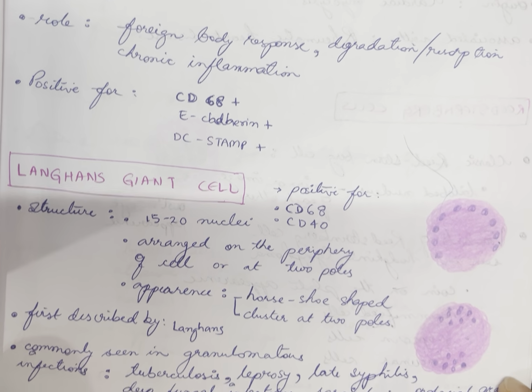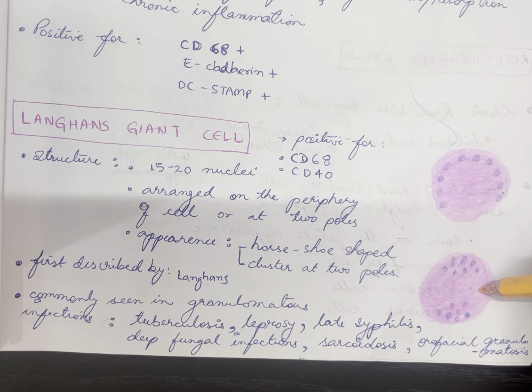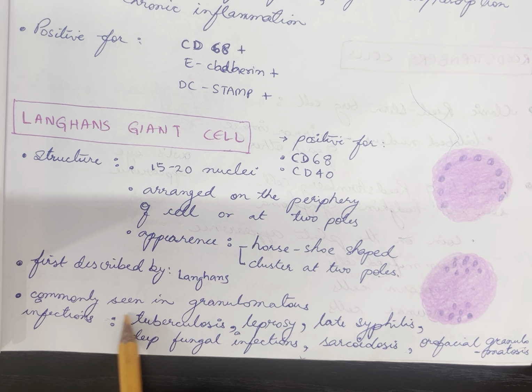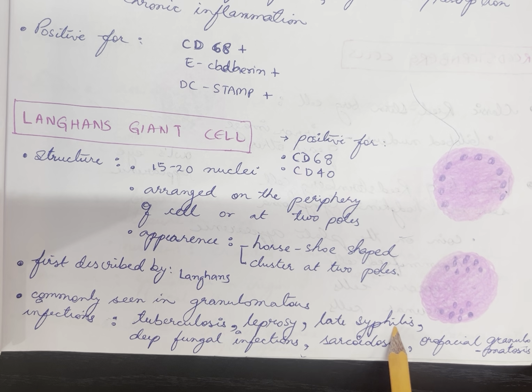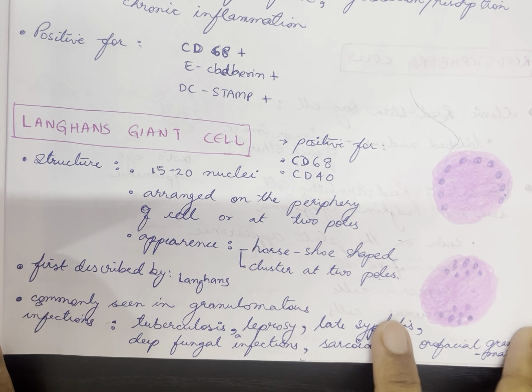Then comes Langhans giant cell. Langhans giant cell could either look like this or this. There are 15 to 20 nuclei, which can be arranged either at the periphery or at two poles. The appearance is horseshoe shape or cluster at two poles. It was first described by Langhans, that's why it is called Langhans giant cell. Commonly seen in granulomatous infections such as tuberculosis, leprosy, late syphilis, deep fungal infection, sarcoidosis and orofacial granulomatosis. This is positive for CD68 and CD40.